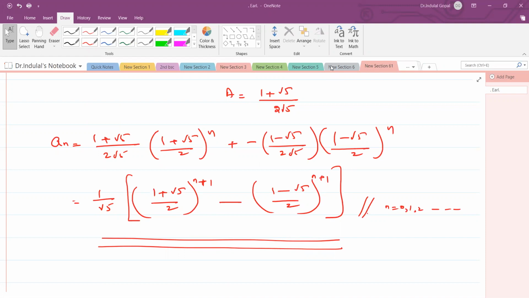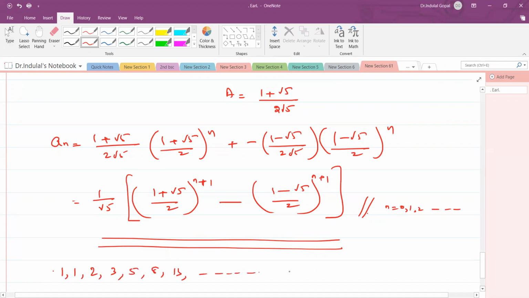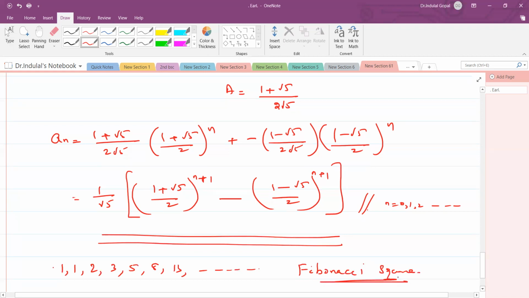Now, we have seen that this recurrence relation satisfies a_n equal to a_(n minus 1) plus a_(n minus 2), beginning with a_0 equal to 1 and a_1 equal to 1. We get the sequence as 1, 1, 2, 3, 5, 8, 13, etc. And this sequence is known as the Fibonacci sequence.